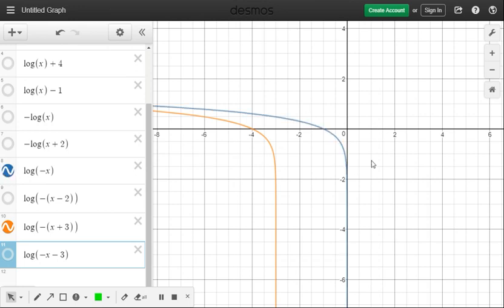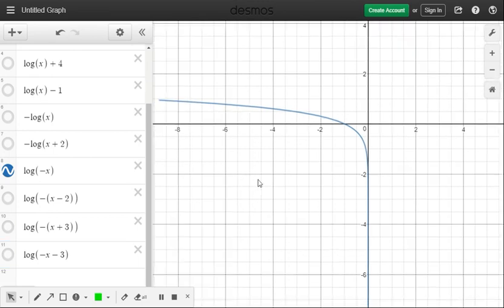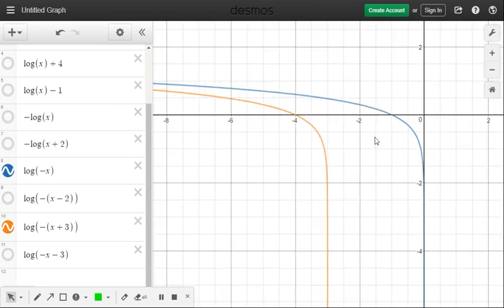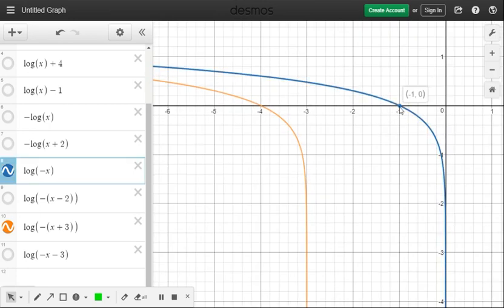If we use that as a starting point and compare it with the orange graph, here's the starting point for the blue graph. If I have log of negative (x plus 3) and I turn it on, you can see that the graph shifted to the left, but how many units? If I use the x-intercept from the blue to the orange, it's (negative 1, 0), and on the orange graph, it's (negative 4, 0). So the only thing that changed was the x value. It went from negative 1 to negative 4, so it decreased by 3 units, meaning it shifted 3 units to the left.